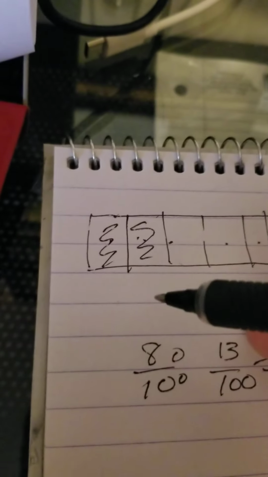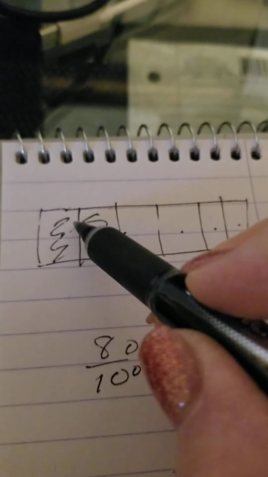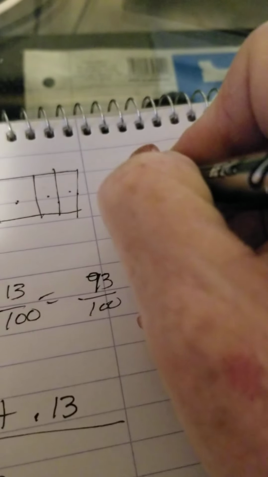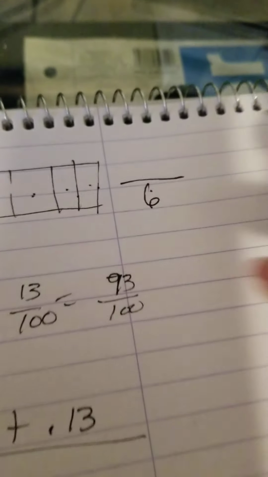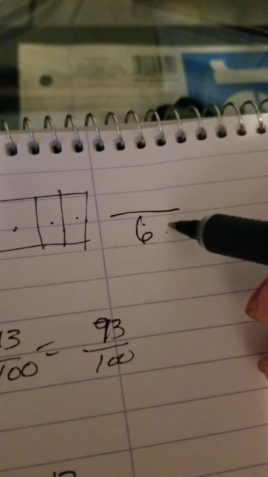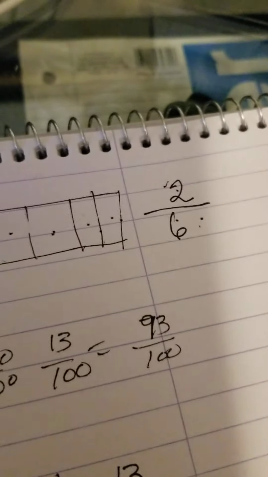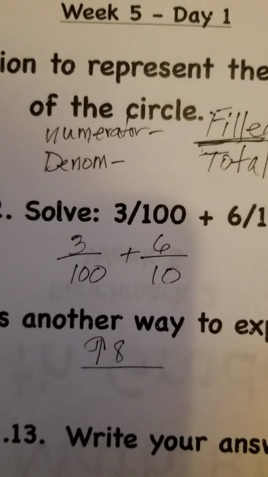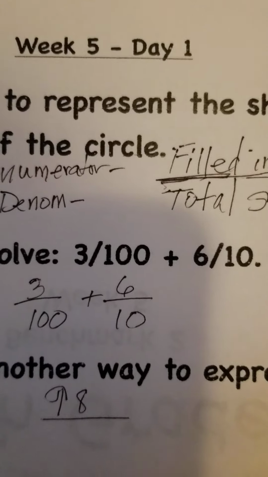So with a fraction, you have 1, 2, 3, 4, 5, 6 total sections or pieces. That is your denominator. Your numerator is how many are shaded in. So on this example, how many are shaded in? Just 2. So that is your fraction. Okay? Number 2, solve 3 100ths plus 6 tens.